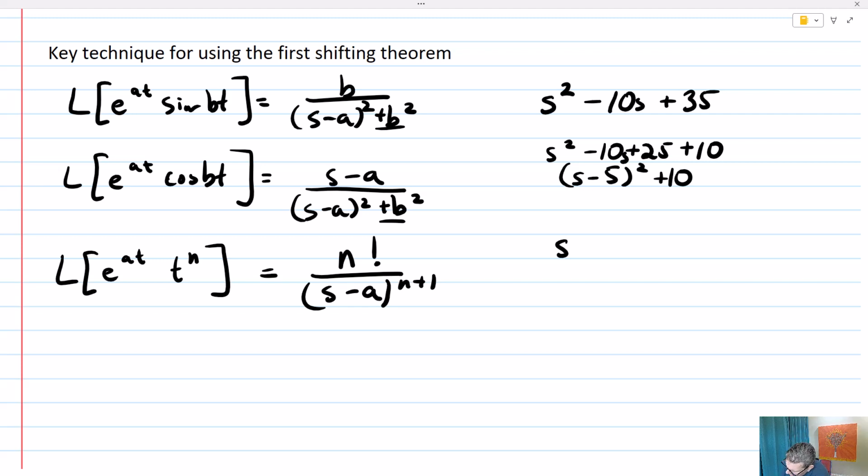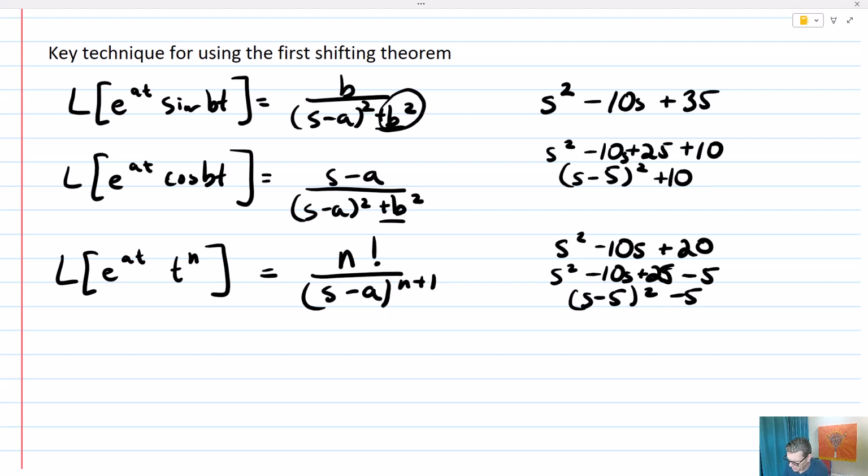However, if I have something in the form like this, s squared minus 10s plus 20, what you'll see is that this is now s squared minus 10s plus 25 minus 5. So this is s minus 5 squared minus 5. Well, notice there's no way, unless we're using complex numbers, to make that b squared into that -5 that we need. And so consequently, we wouldn't actually be able to use this first shifting theorem for that purpose.